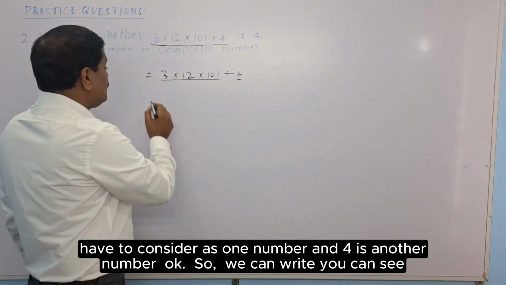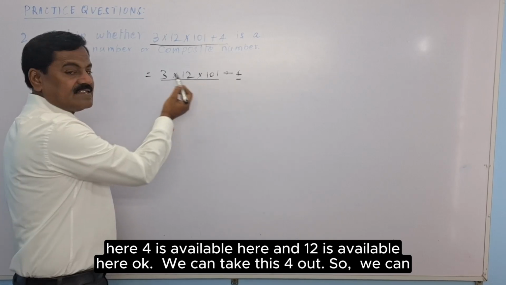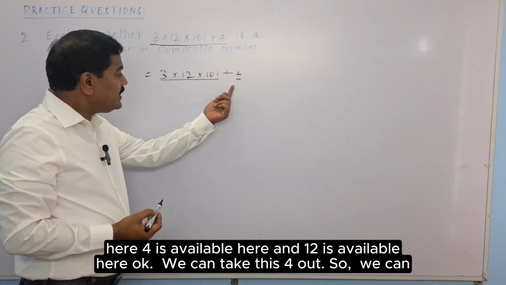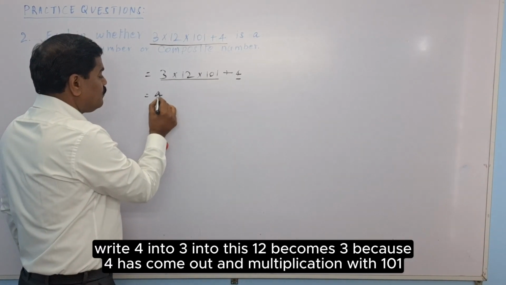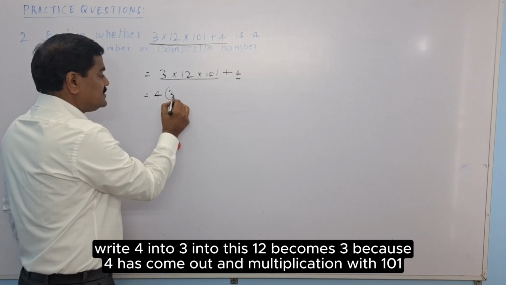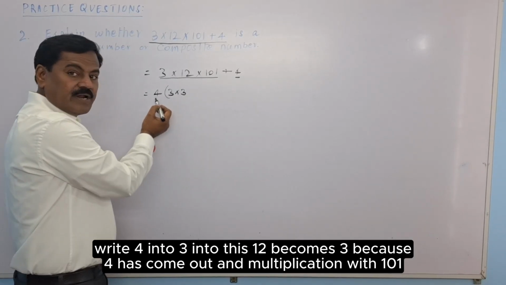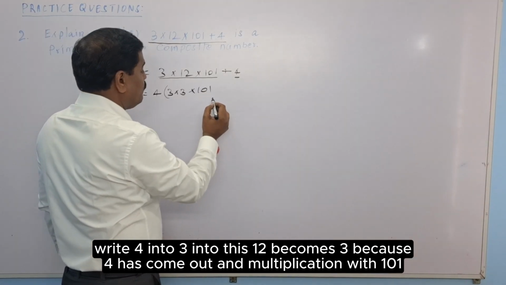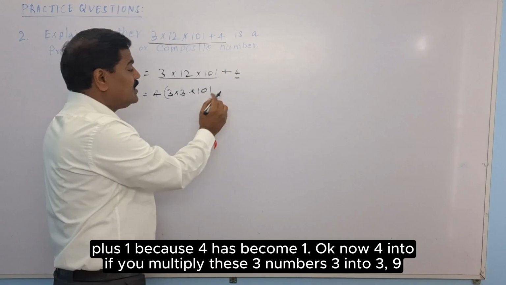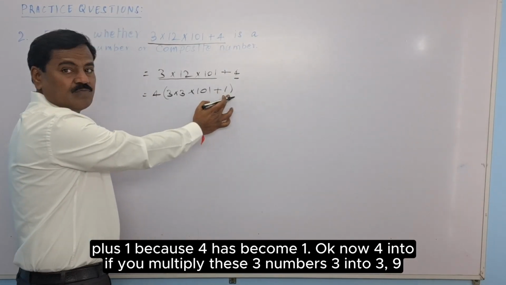You can see 4 is available here and 12 is available here. We can take this 4 out, so we can write 4 into 3 into, since this 12 becomes 3 because 4 has come out, multiplied with 101 plus 1, because 4 has become 1.